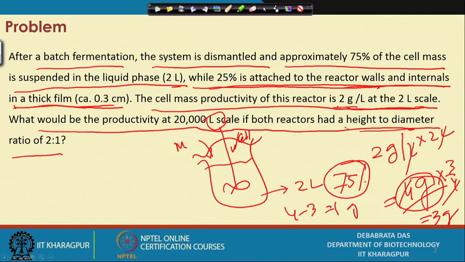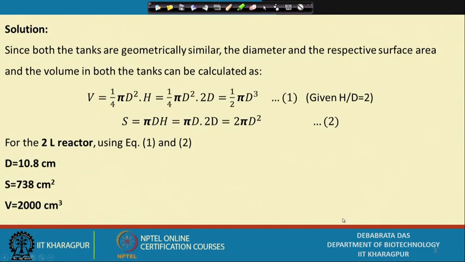And height diameter ratio is given here, okay, 2:1. Now, you see how we can solve this problem. The volume of the reactor, how we can write? This is pi r square h, am I right? This is the cylindrical fermenter.